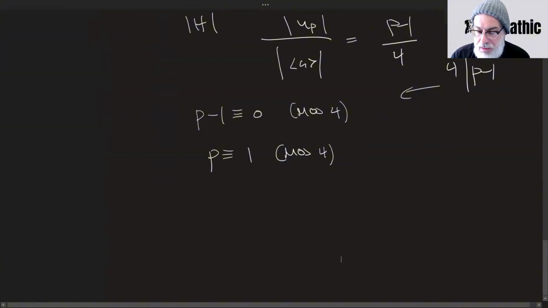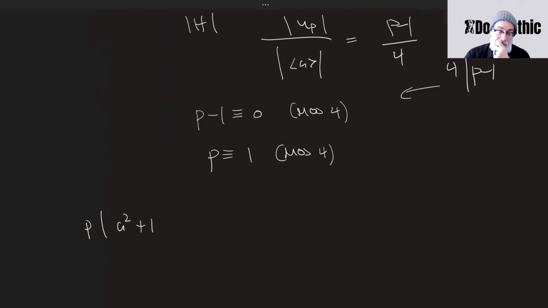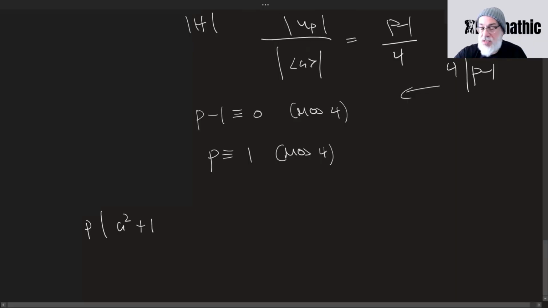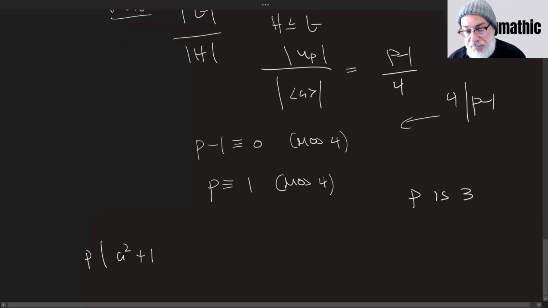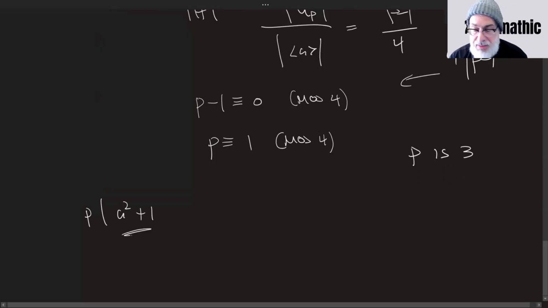So if P divides a squared plus 1, P has to be at least 5, right? Because let's say P is 3. 3 doesn't work, because 3 is not congruent to 1 mod 4. So that's impossible. 3 minus 1 is 2, and 4 does not divide 2. So this tells us that P has to be at least 5. It can't be 3.